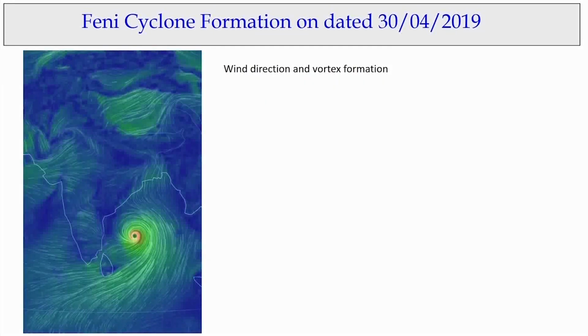With this, let us conclude today's lecture by showing you very interesting 2D photographs which are available on the internet. Today is 30th April 2019. You can see there were cyclonic formations in the Bay of Bengal, with wind directions and vortex motions. Is it not very interesting?